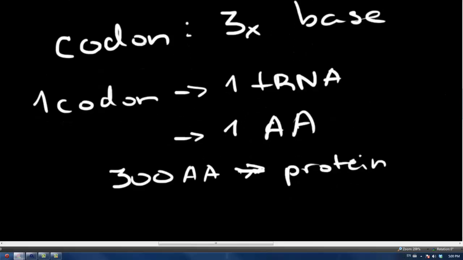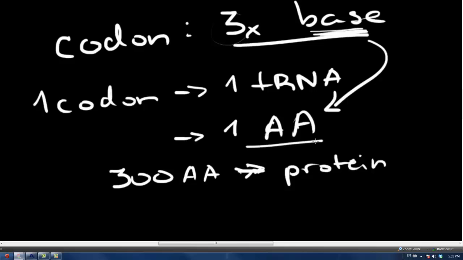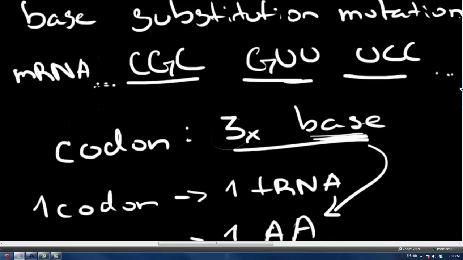If we look at this, three bases give one amino acid, and then later 300 amino acids give one protein. So what this means in a base mutation, where one of these bases is wrong, is that one of these three bases is either not there, in deletion, or we have an additional base, in insertion, or it's swapped, it's different, in substitution. We get a different amino acid, and then, as I'll explain later, in deletion and insertion, we get a completely different protein. Whereas in substitution, I'll do this over here once more.